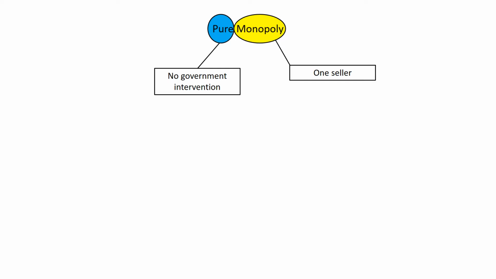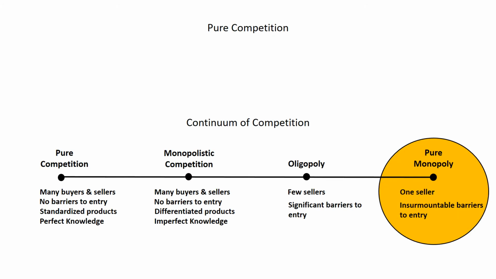Let's now begin our examination of the case opposite of that of pure competition, pure monopoly. Monopoly means one seller. The term pure, in this context, refers to the fact that there is no government regulation. The monopolist faces no competition and no government regulation, and is therefore free to find the price-output combination that will maximize its profits.